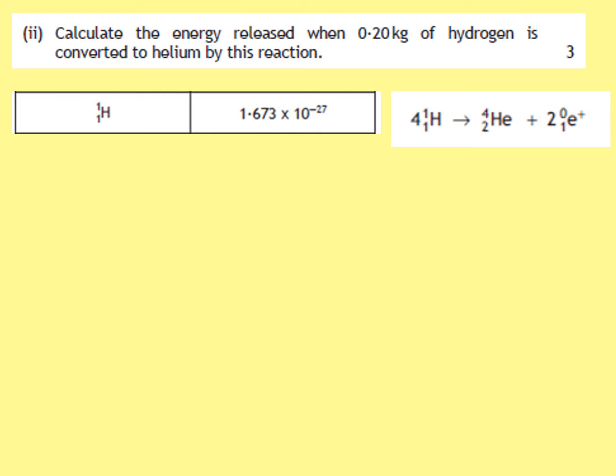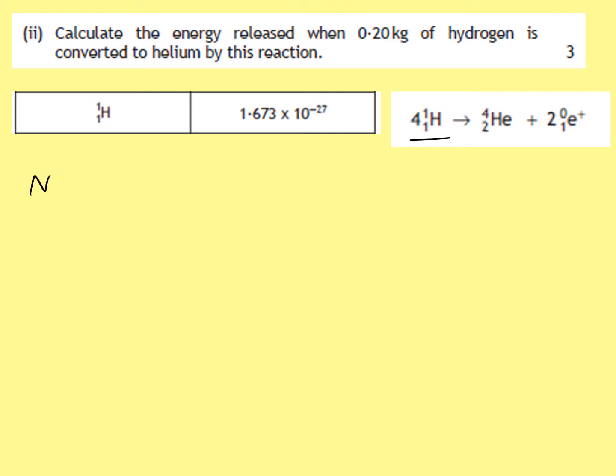Okay, so in part 2, we're asked to calculate the energy released when 0.2 kilograms of hydrogen is converted to helium by the reaction. We need to remind ourselves of some key information within the question, that is the mass of a hydrogen atom and also the reaction itself. So we've already calculated how much energy is released during one nuclear reaction. What we need to do is find out how many hydrogen atoms we have to deal with, remembering that we need 4 hydrogen atoms in order for a reaction to take place. So let's work out how many hydrogen atoms we have within 0.2 kilograms.